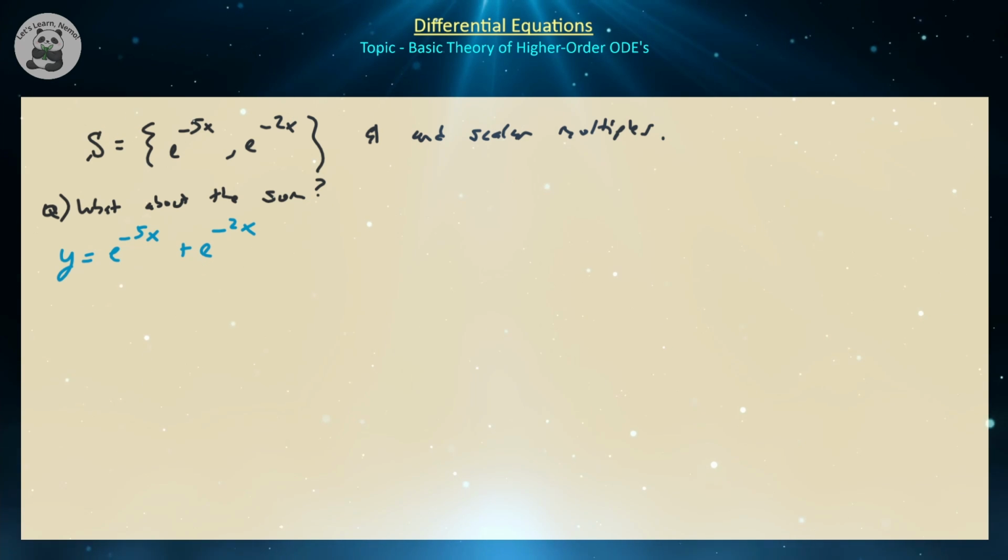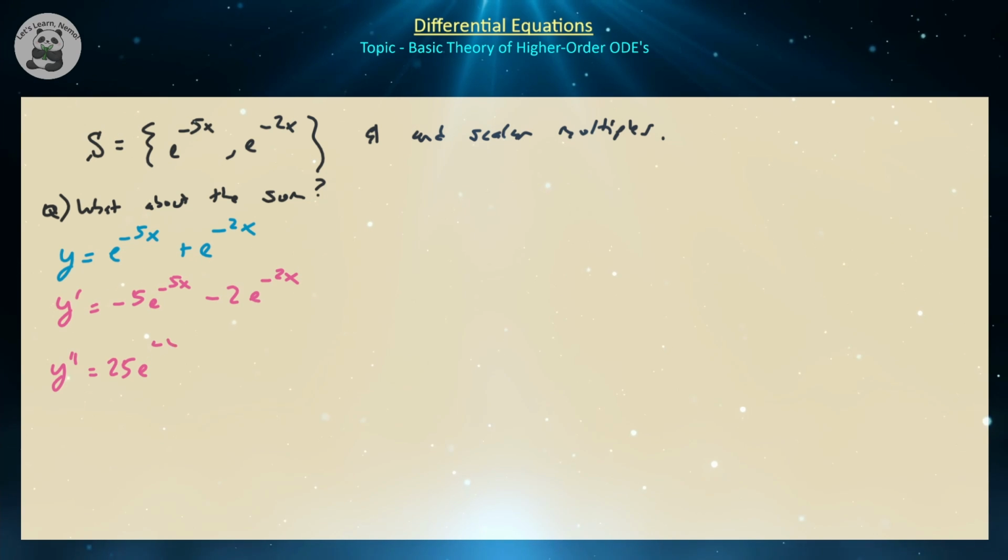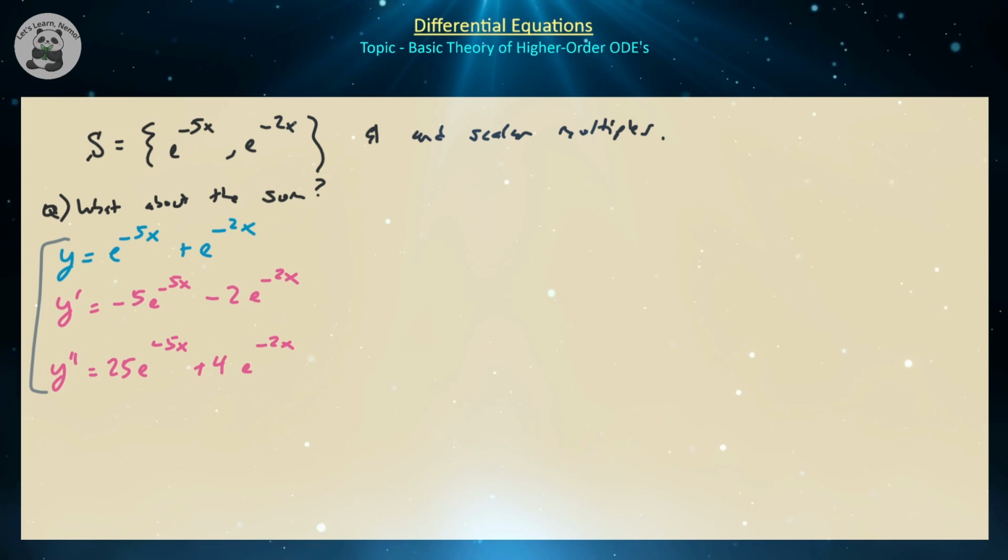So the individual ones are not hard to prove, but the sum of them also is going to work as well. So if we take the first derivative of this, that's going to give us minus 5 e to the minus 5x, and then minus 2 e to the minus 2x. And then the second derivative is going to be equal to 25 e to the minus 5x, and positive 4 e to the minus 2x. And then we're going to plug these four statements into our differential equation.